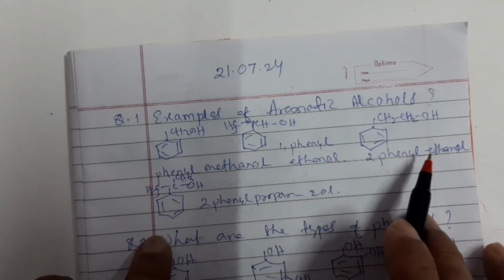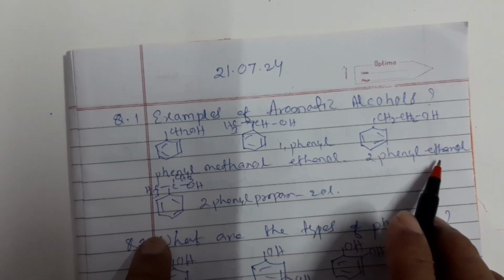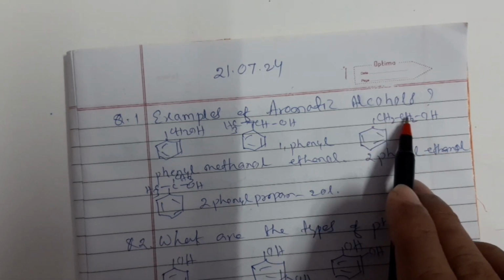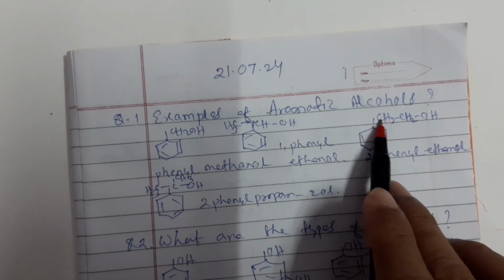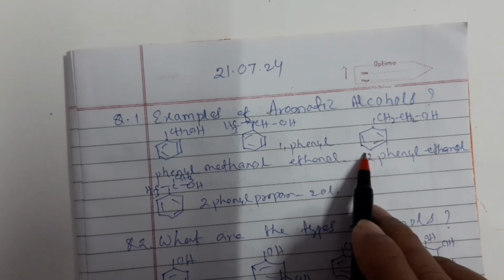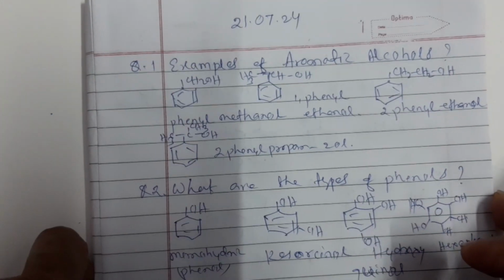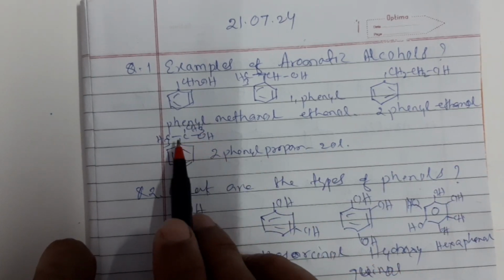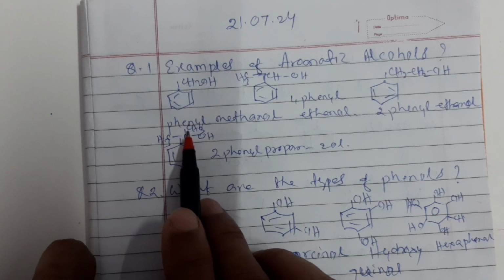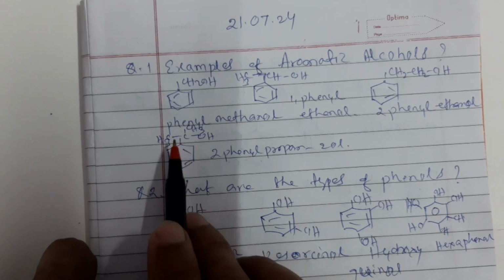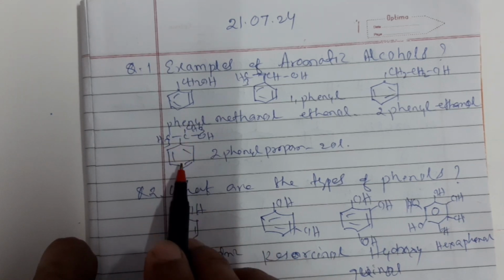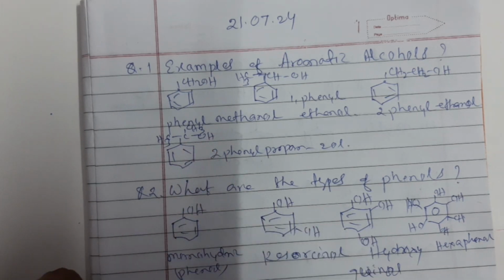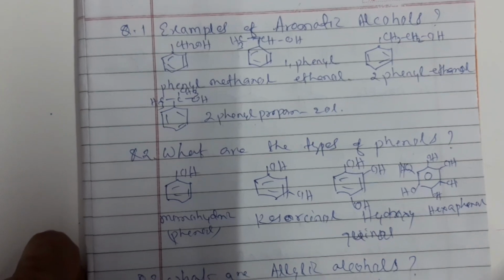Similarly, this is your 2 phenyl ethanol. Okay, see, this is the carbon chain. 2 carbon atoms are present in the chain. At 2 position, phenyl group is attached. Similarly, 2 phenyl propanol 2. This is 1, 2, 3. 3 carbon atoms in the chain, and at 2 position phenyl group is attached and at 2 position OH is there. Okay, so these are the examples of aromatic alcohols.